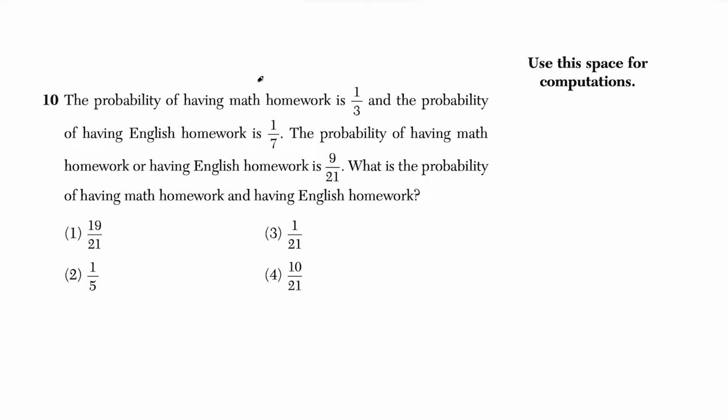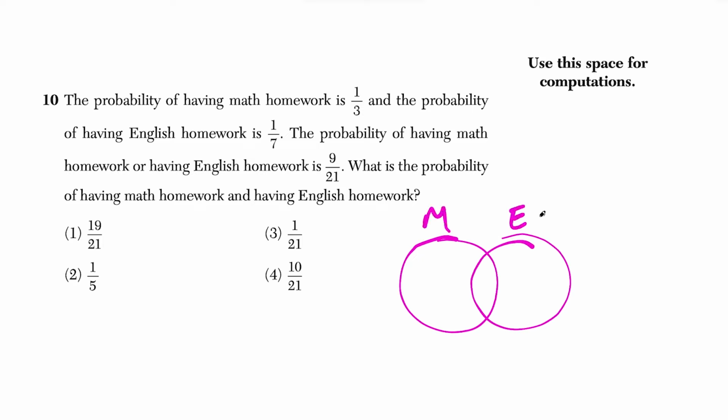Question 10, the probability of having math homework is 1 out of 3, and the probability of having English homework is 1 out of 7. The probability of having math homework or having English homework is 9 out of 21. What is the probability of having math homework and having English homework? For questions like this, what I like to do is draw it out. So I'm going to draw out a Venn diagram, and I'm going to label this one capital M, and I'll label this one capital E.